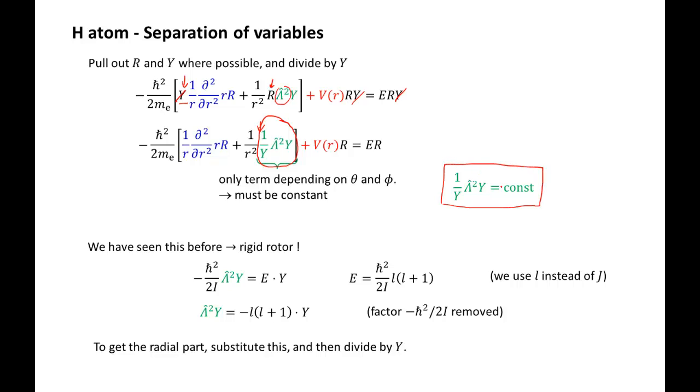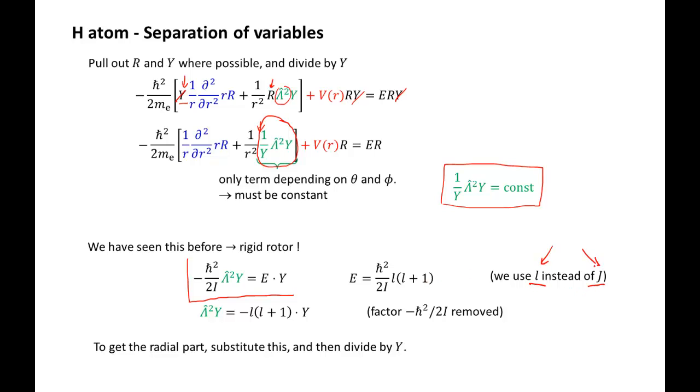Now we've seen this before for the rigid rotor. The rigid rotor equation contained the same operator. It looked like this, the Schrödinger equation for it. It had a prefactor of h bar squared over 2I in front of it. It was equal to the energy times Y. The energy for the rigid rotor turned out to be h bar squared over 2I times J times J plus 1. Here I'm going to use L instead of J.